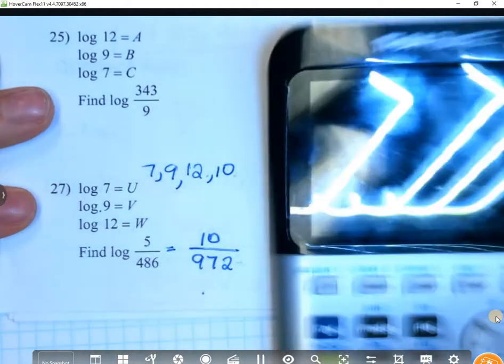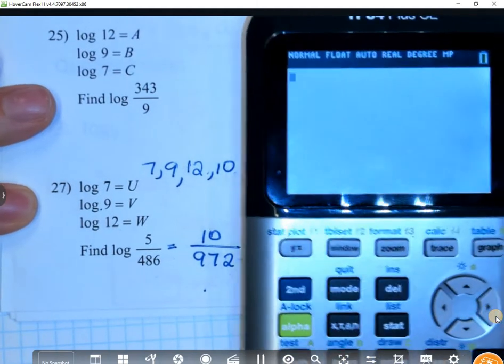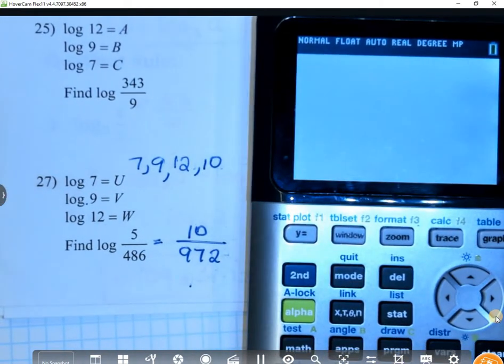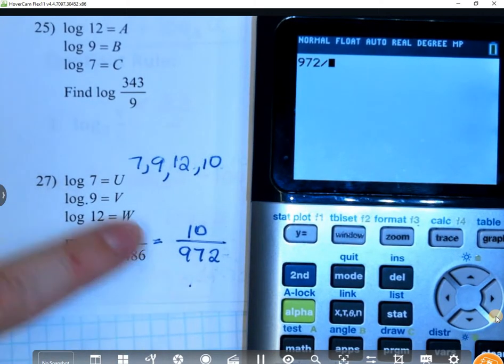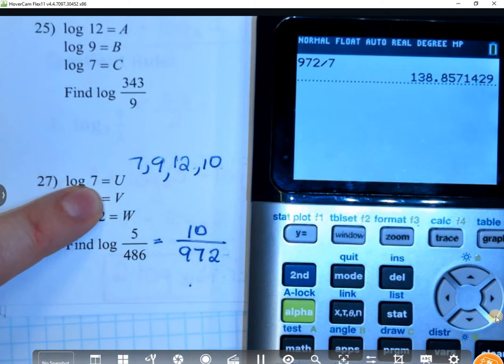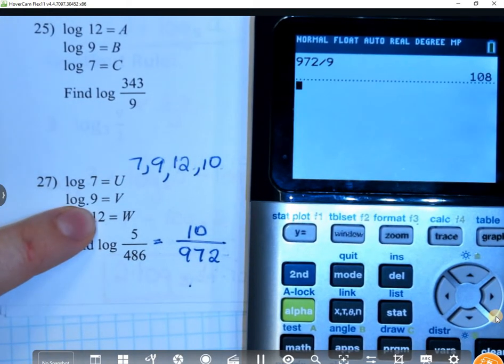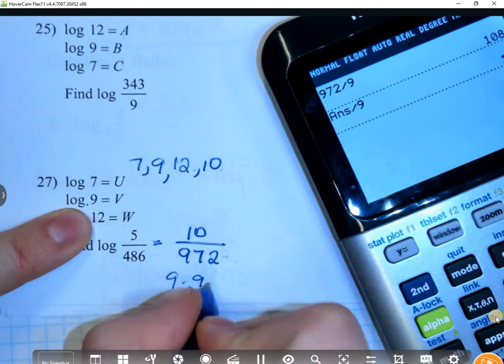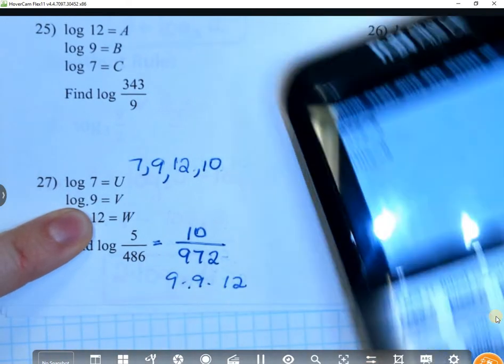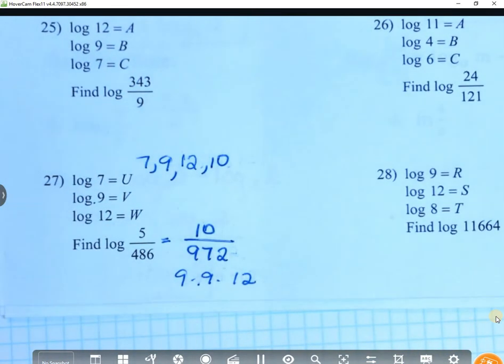And for the love of all things mathematical, I'm busting out my calculator for this because ain't nobody got time for that. And all I'm going to do is take 972 and see, can I divide it by 7? Nope. 972 divided by 9. Yep. If I divide it by 9 again, woohoo! So I can see that this is 9 times 9 times 12. You okay with what I did there? Just trying to break it down.